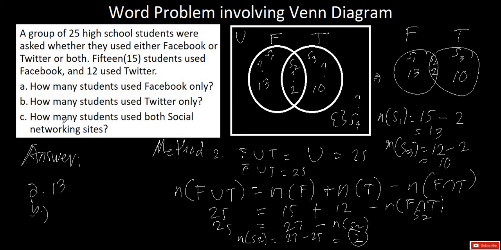B, how many students use Twitter only? So in the Venn diagram, the region for S sub 3 represents the set of students who use Twitter only. So it's 10. 10 students. And letter C, how many students use both social networking sites? So both means intersection, right? So it's the cardinality of S sub 2. So therefore, 2 students. So these are the answers to the problem.